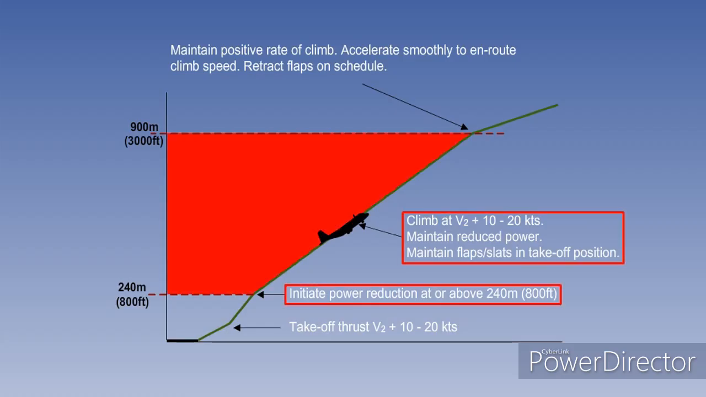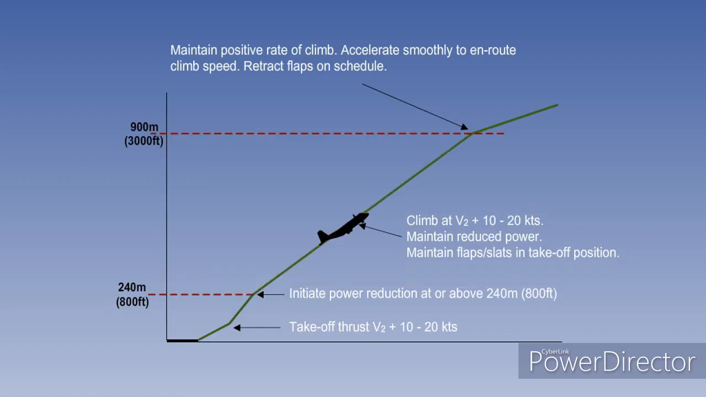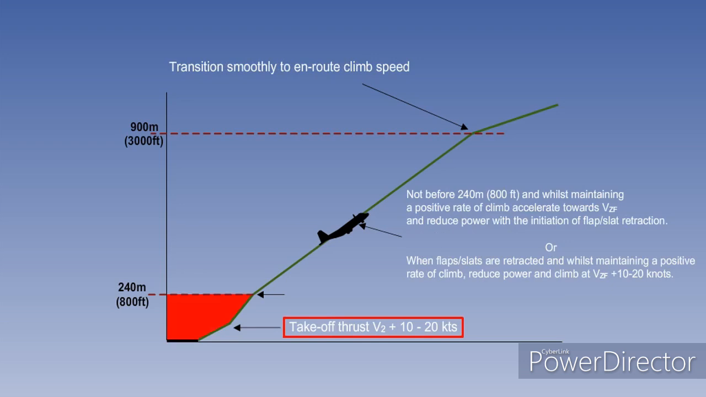At or above 800 feet, power will be reduced to the noise abatement setting, but flaps and slats will be left in the takeoff position to maintain the extra lift, with speed maintained at V2 plus 10 to 20 knots. Above 3,000 feet, the aircraft continues the climb and accelerates to en route climb speed, retracting flaps and slats at the appropriate speeds. The second profile shows a climb intended to alleviate noise distant from the aerodrome.